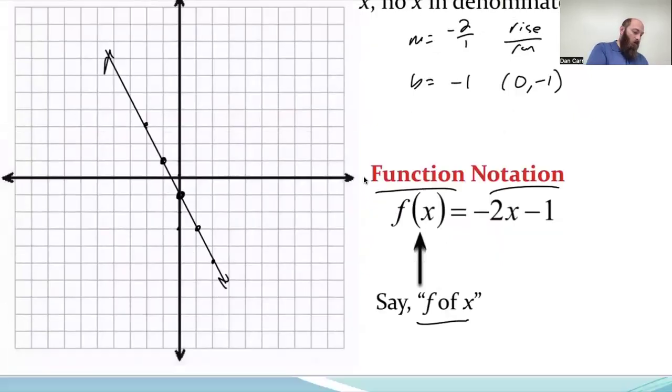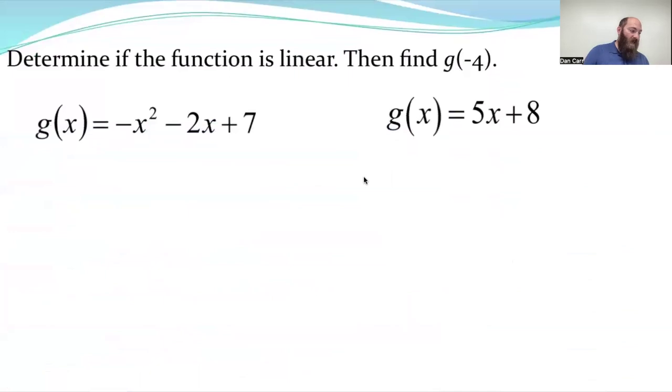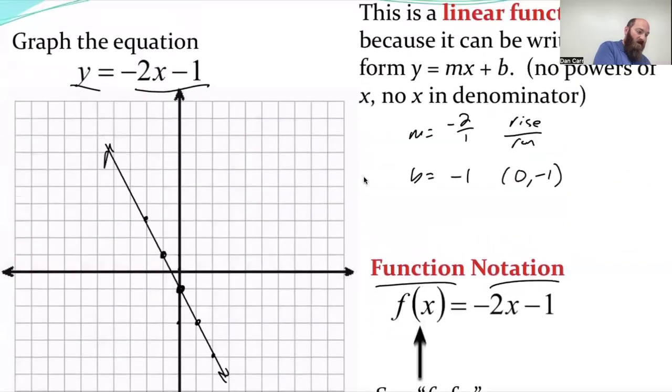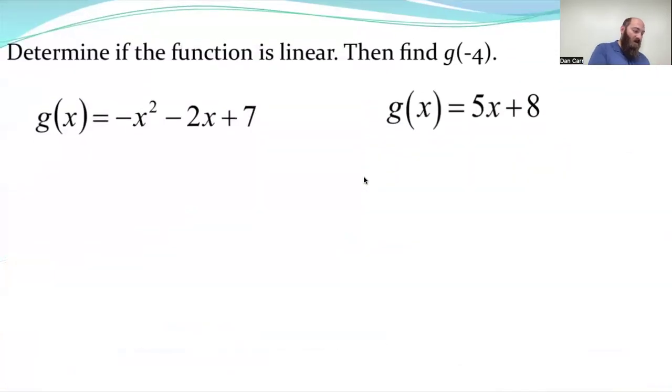Okay, so next step we want to do is determine if the function is linear. To be a linear function, we have to have a slope. We have to have it in this format, and that's just m times x. So when I look at these, this one is linear. This one is nonlinear. And the reason it's nonlinear is because it's x squared like that.